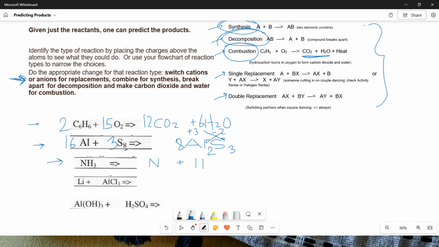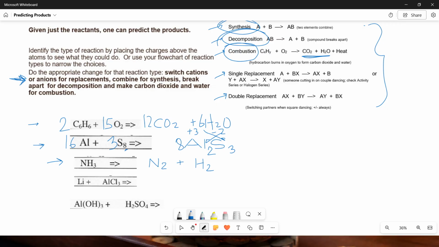Now, we need to remember there are 7 diatomic elements on the periodic table. There's hydrogen, oxygen, nitrogen, fluorine, chlorine, bromine, and iodine. Those 7 elements, when found by themselves, are going to be found in 2s. And so that's how we write that equation. And then if I balance it, I put a 2 in front of the ammonia, and I'm going to put a 3 in front of the hydrogen.